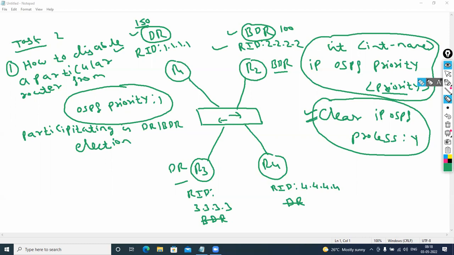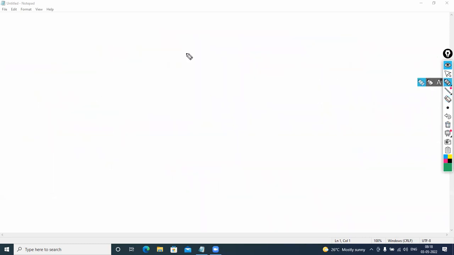Done? Okay. So now we'll see how to configure OSPF between different areas. OSPF multi-area.